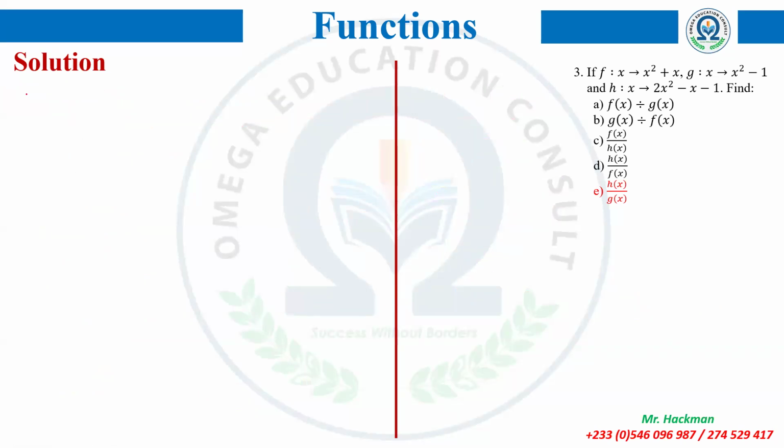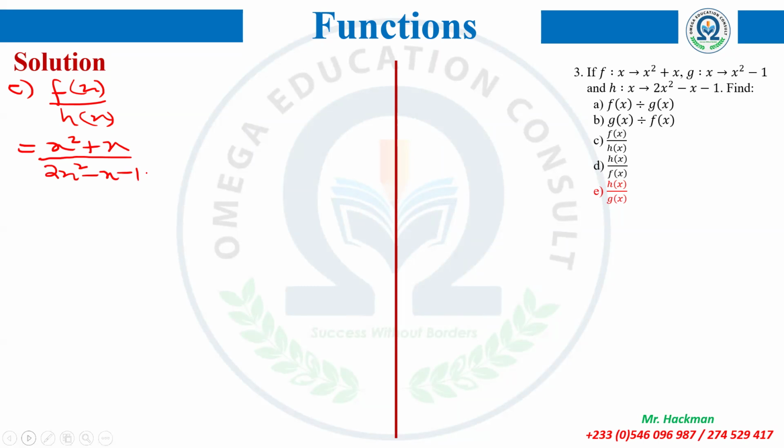Okay, so now let's see. What are we given? This time it is f of x over h of x. So here the division bar came straight away. Okay, so in the form that we want, direct substitution. So f of x we know is x squared plus x, over h of x, and h of x we all know is 2x squared minus x minus 1.